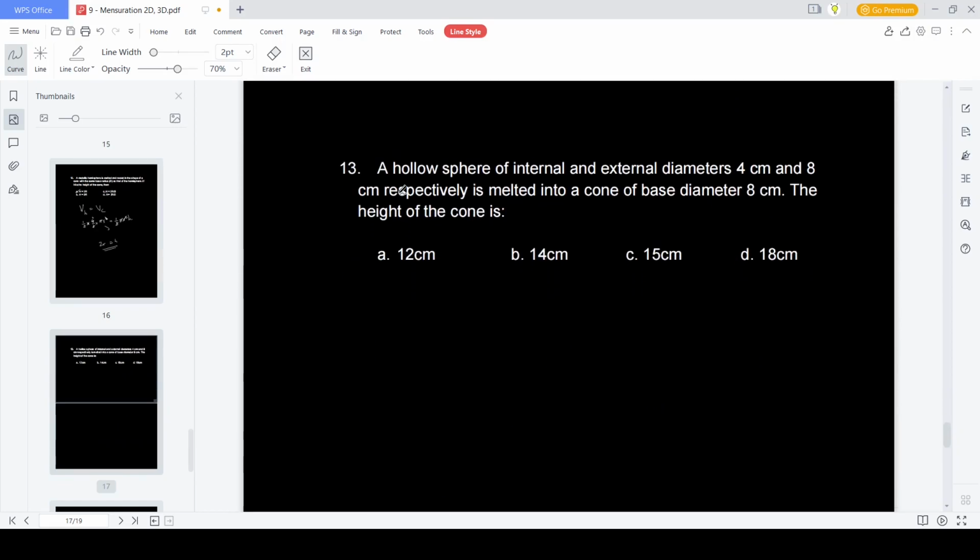Next question. A hollow sphere of internal and external diameters of 4 and 8 is melted into a cone of base diameter 8 centimeter. The height of the cone is what?